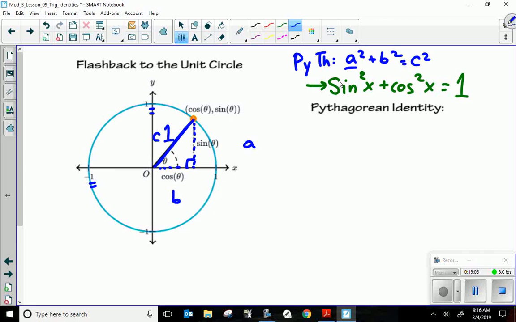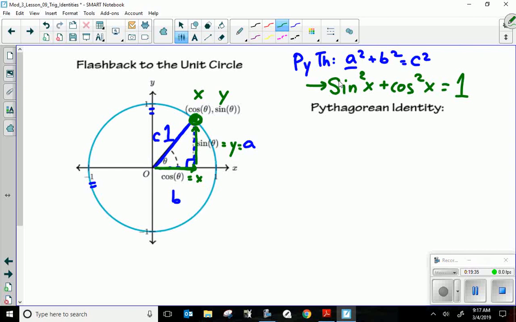So where do sine and cosine come in? Don't you remember that cosine is always the x-coordinate of a point on the unit circle, and sine is always the y-coordinate? So if cosine is my x, this movement to plot this point is my x movement. That is cosine. This upward movement is my y movement, which is sine.